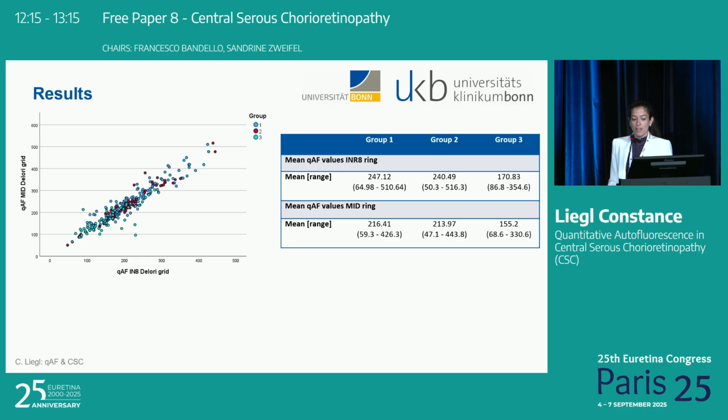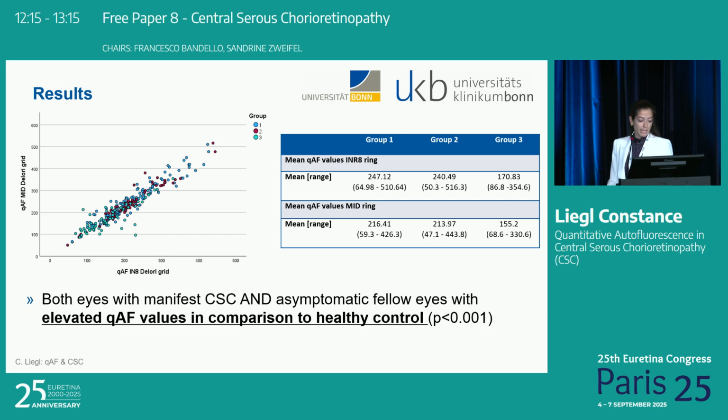We compared the mean QAF values in the inner ring of the Delori grid and in the middle grid. And then we were able to see that not only the CSC eyes, but also the asymptomatic, presumably healthy fellow eyes had very similar mean QAF values and were significantly different to our healthy control groups.